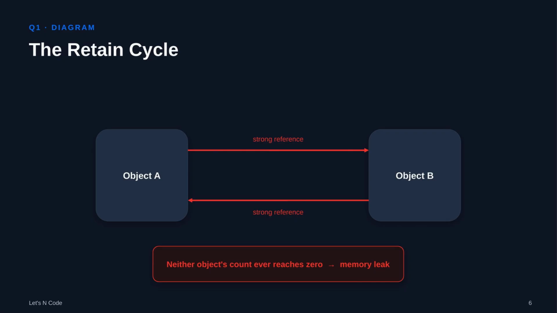So what happens when ARC fails to clean something up? This is the classic retain cycle. Object A holds a strong reference to object B, and B holds one right back to A. Neither reference count ever drops to 0, which means neither object is ever freed. That's a memory leak, and it's one of the most common follow-ups to the ARC question.